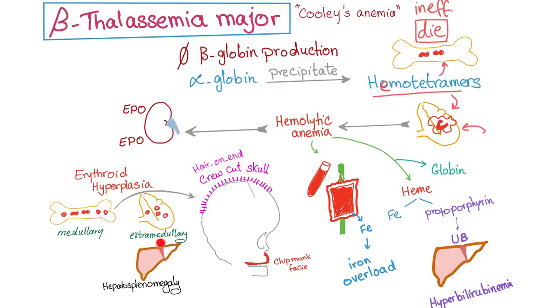Okay, they are working really hard. They will enlarge, causing hepatosplenomegaly. Fine. The medullary cavity in the skull and in the bones will enlarge. This will include the skull, and will give us an appearance on X-ray called hair on end appearance, or crew-cut skull. Also the maxilla, the maxillary bone, will enlarge, leading to something called chipmunk facies.